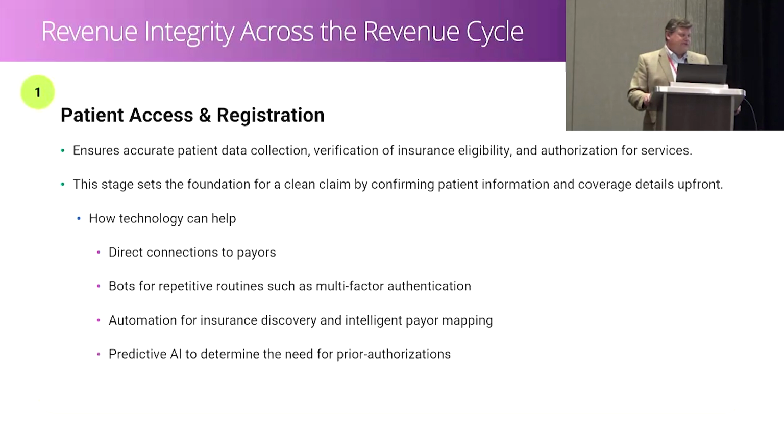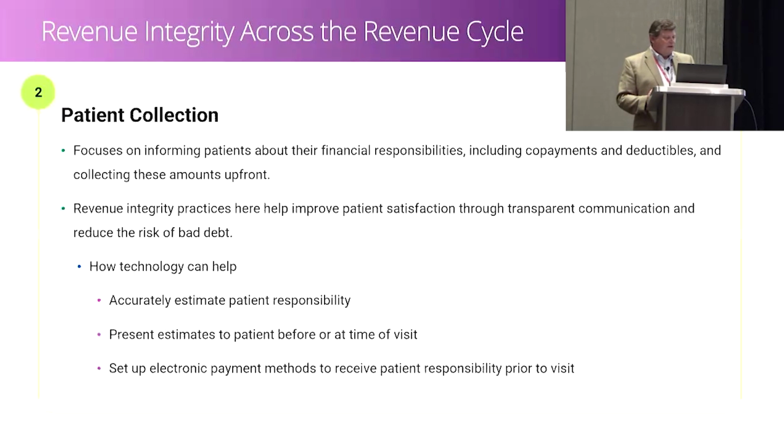Because a lot of practices we talk to say, well, the rules change so much, we don't even know if prior authorization is necessary. For the most part, you can know it by heart, but when there's a change, all of a sudden you get a denial because you didn't get a prior authorization. Predictive AI can actually play a large role in that.